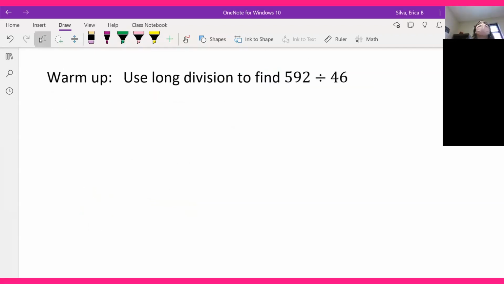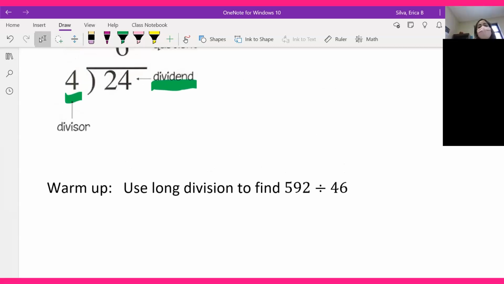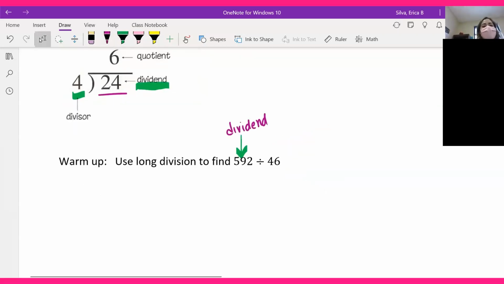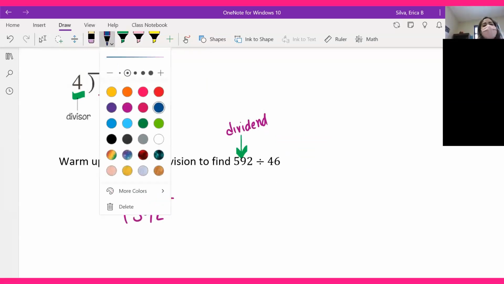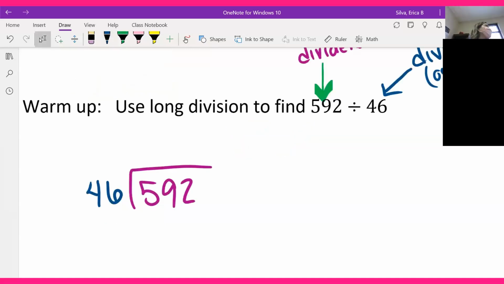For your warm-up, go ahead and use long division to find out what 592 divided by 46 is. Now, when we rewrite this, the first number that is shown is going to be your dividend, which is the number inside that little division sign. The second number that's stated will be your divisor, which is the number on the outside. You cannot do this by just watching. Please make sure you have something to write with and you're following along, please.